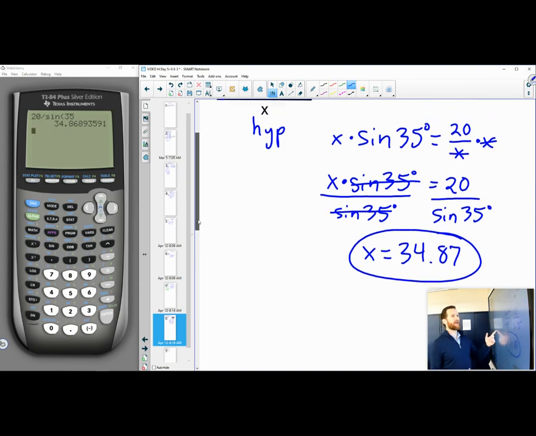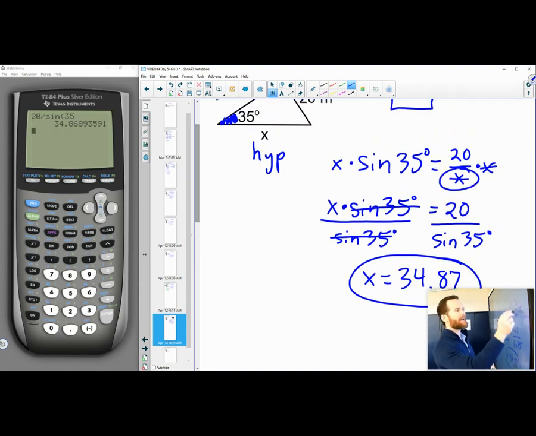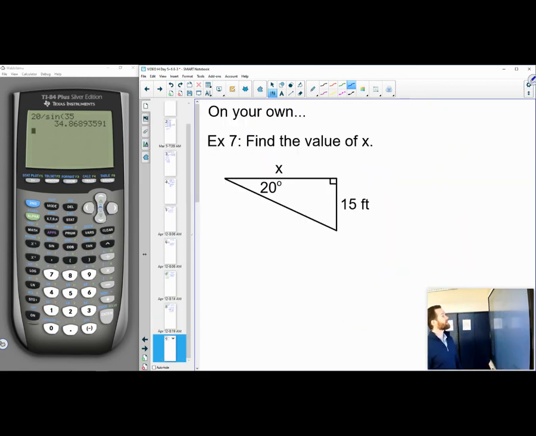So the only difference there was that the x was in the denominator. Everything else was the same, but that changed our algebra slightly. But setting up the equation, we followed the exact same steps. Final example for this lesson. I want you to pause the video, try this one on your own, come back when you think you have an answer. 3, 2, 1, let's do it together.